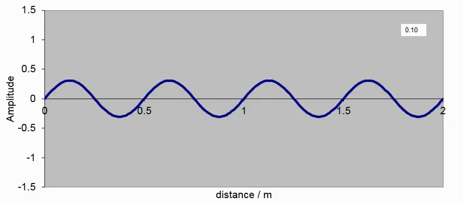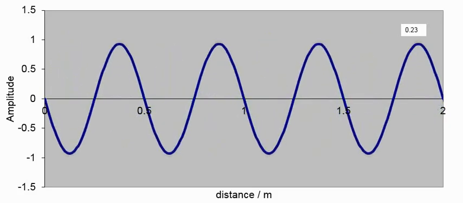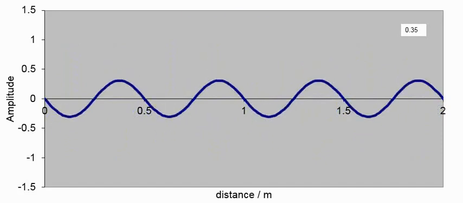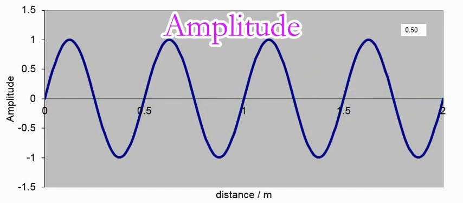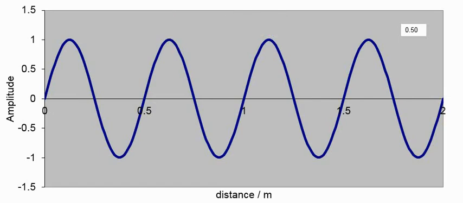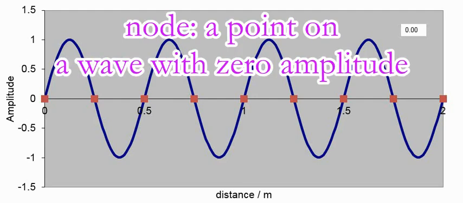In this video, we're going to describe some of the characteristics of waves. We'll start off by talking about amplitude. The amplitude of a wave is how high the wave is at a particular point. For example, let's look over here. At this point, the wave has an amplitude of 1.0. Well, over here, at this point, the wave has an amplitude of 0. You should note that places where the wave has an amplitude of 0 are called nodes.